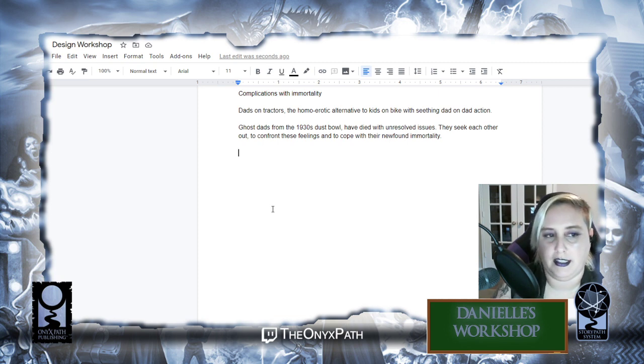So what are players doing at the table? Are they talking their feelings out with each other? I'm okay with it being set in the present. In fact, you can do it at any time point. They just died during the Dust Bowl because they were farmers, and they've watched their family grow up and get old and die, and that's part of this immortality that they're trying to come to terms with.